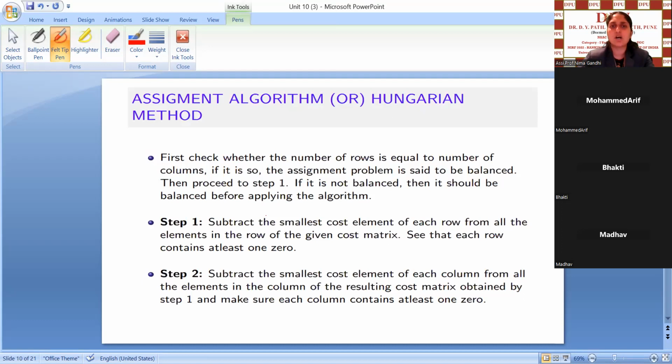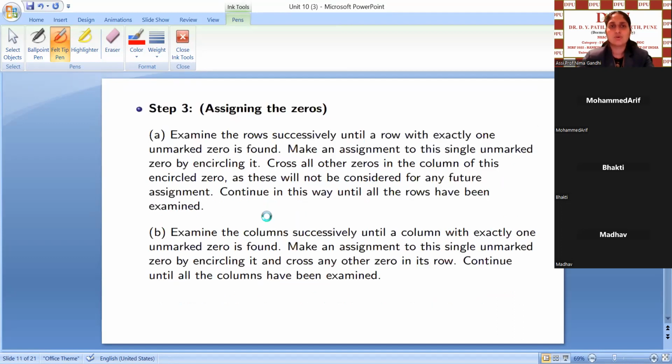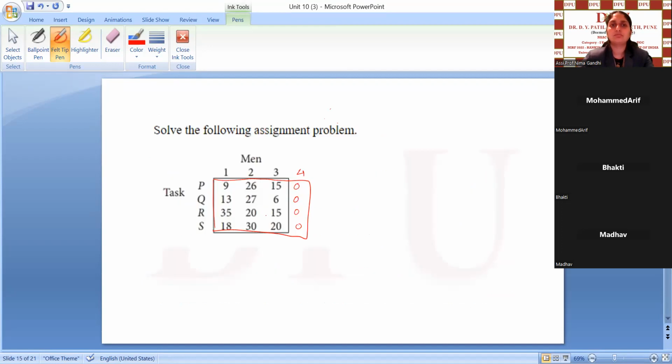Subtract the smallest cost element of each row from all the elements in the row of the given cost matrix. So now this is your cost matrix, whatever the given problem is. What you're doing is finding the minimum of each row and subtracting the minimum of the row from each of the numbers. So let's go to the problem.